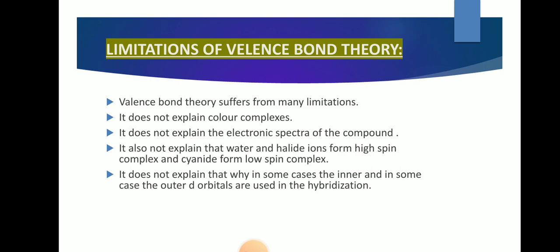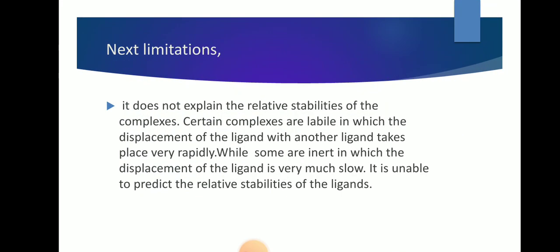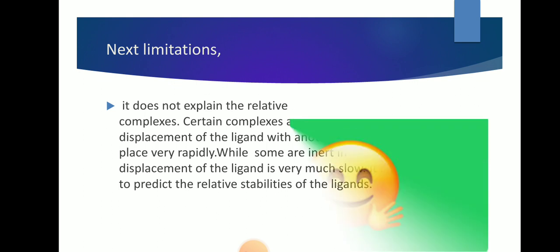It does not give the reason. It does not explain why in some cases the inner and in some cases the outer orbitals are used in hybridization. It does not explain the relative stability of complexes. Certain complexes are labile, in which the displacement of a ligand with another ligand takes place very rapidly, while some are inert, in which the displacement of the ligand is very slow. It is unable to predict the relative stability of the complexes.